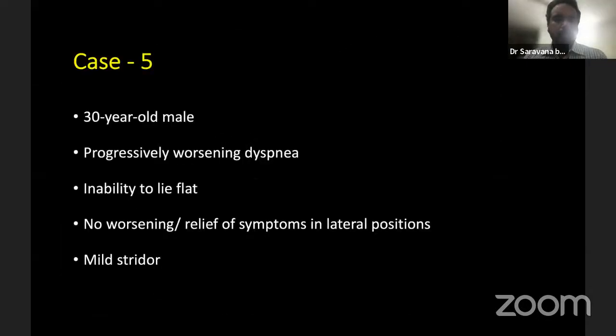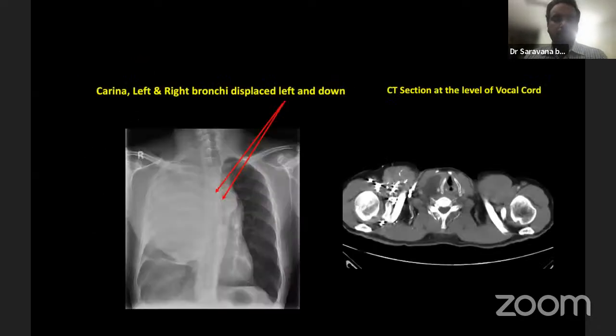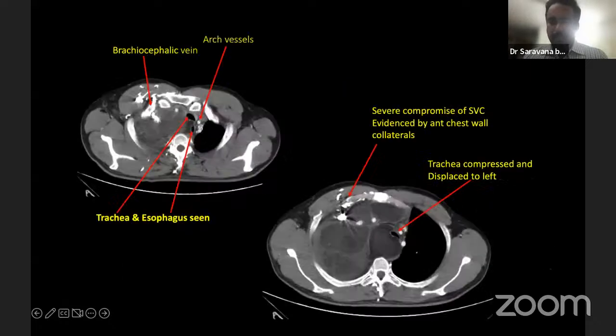The next case is a 30-year-old male who had progressive worsening dyspnea and inability to lie flat. There was no worsening or relief of symptoms in the lateral position, although there was a mild stridor. So this patient was evaluated. The chest X-ray showed a huge mass on the right hemithorax, and the carina and the right and left bronchi were displaced left and downwards, and the diameter of the bronchi and the trachea is also very narrow.